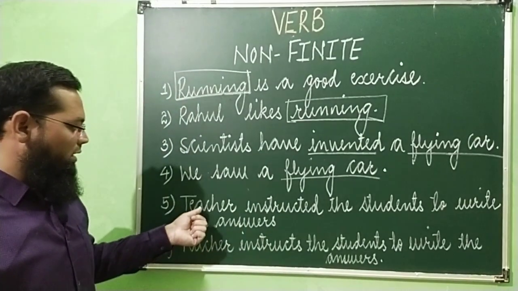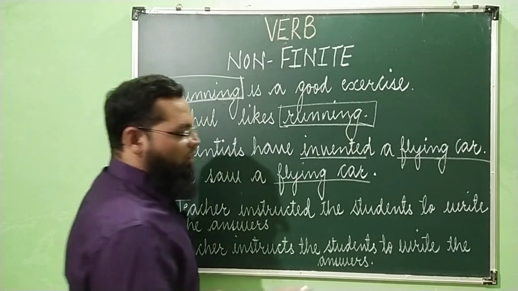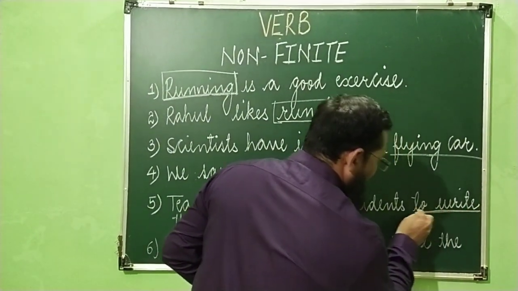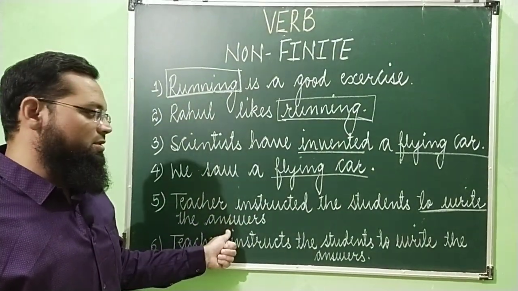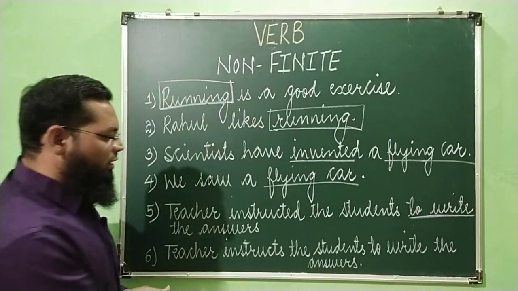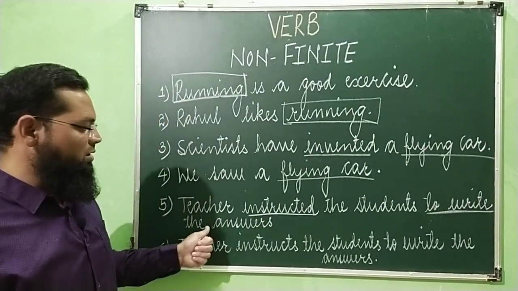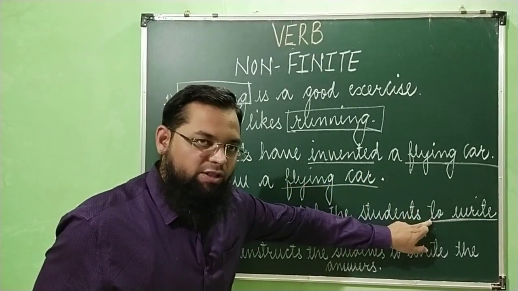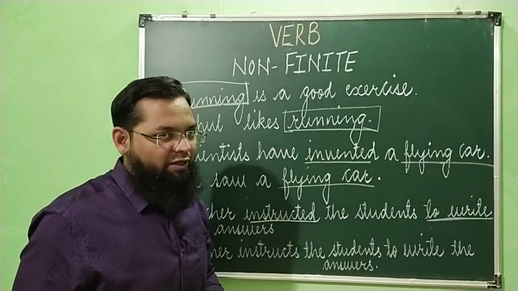Next sentence, the teacher instructed the students to write the answer. Now to write is an infinitive, which is a kind of non-finite verb. This sentence has been used in simple past tense. Here instructed is a verb, which is a finite verb. To write is an infinitive. And infinitive is what? Infinitive is a kind of non-finite verb.